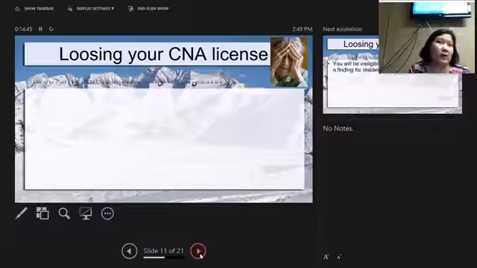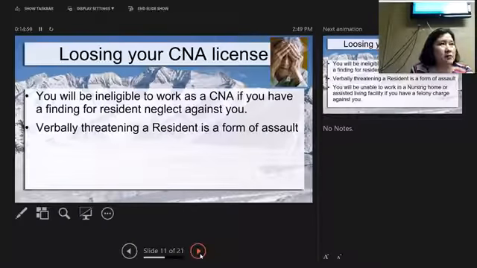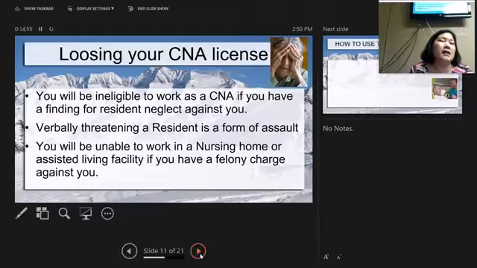Okay? Good code of ethics. You will lose your C.N.A. license if you are found to be in neglect of a person. If somebody accuses you of assault or neglect or some kind of abuse, there is not a trial, but you get representation. Okay? People say things that aren't necessarily true. They accuse you of things. Maybe they took it the wrong way. Don't feel like you're going to get fired immediately and lose your license.